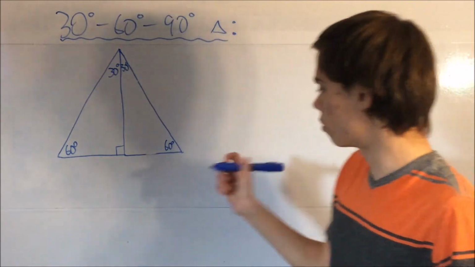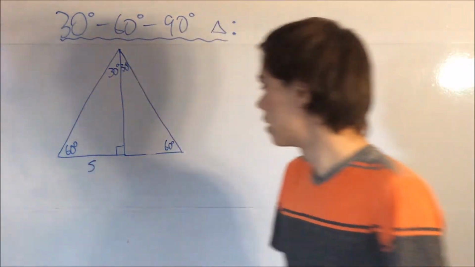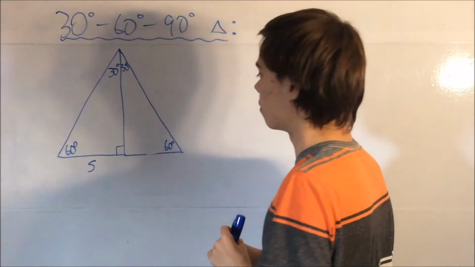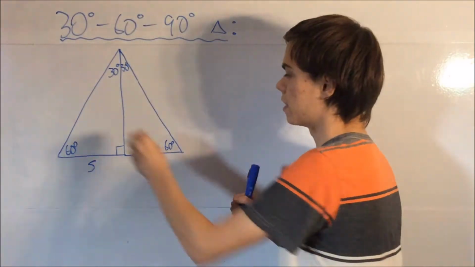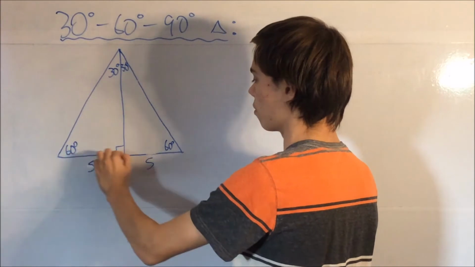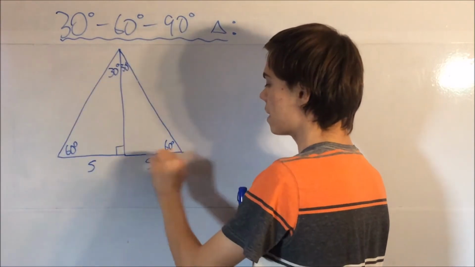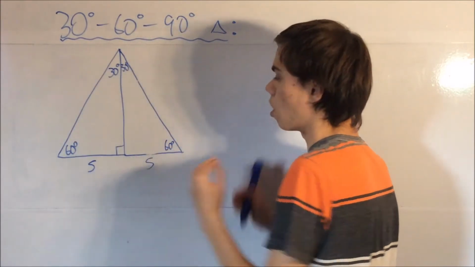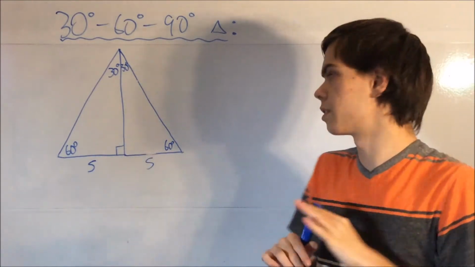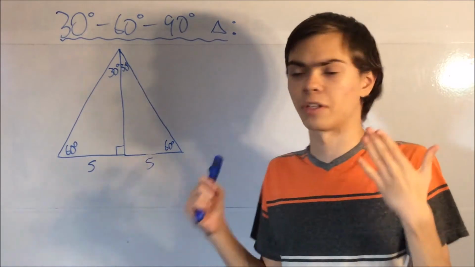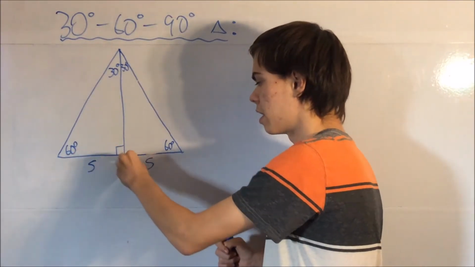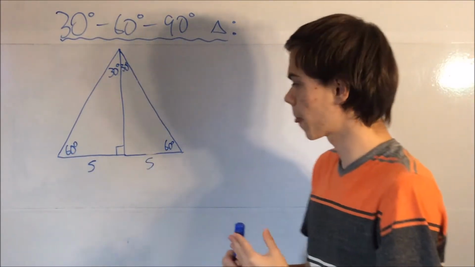Now, if I were to call this length S, then this length right here also has to be S, because this 30-60-90 triangle and this 30-60-90 triangle are the same exact triangles. We're just reflecting it over this line, which means we haven't changed anything about the triangle. This is still side length S, so this is still side length S.